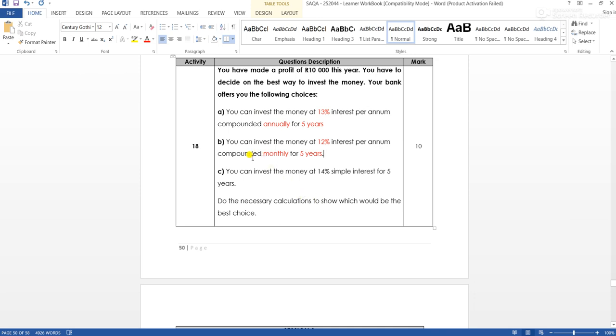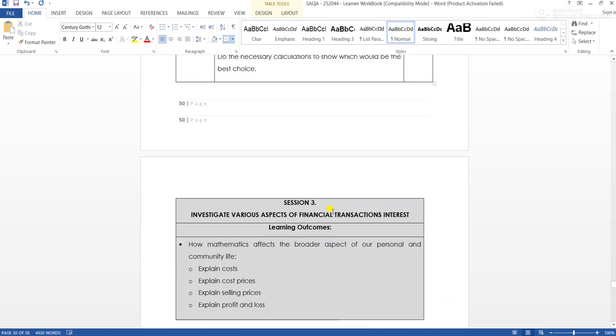So in this instance, you need to calculate compounded monthly for 5 years, and you have to calculate annually for 5 years. So annually and monthly. Number C, you need to invest monthly at 14 percent simple interest for 5 years. So the formulas are there, and we're given the principal value, which is good, and you just have to substitute and calculate.